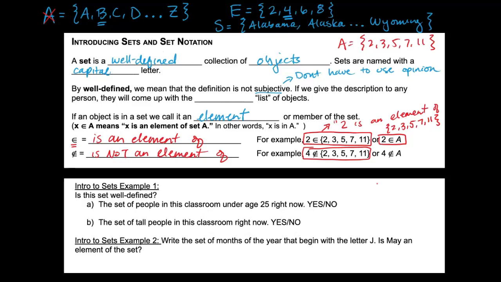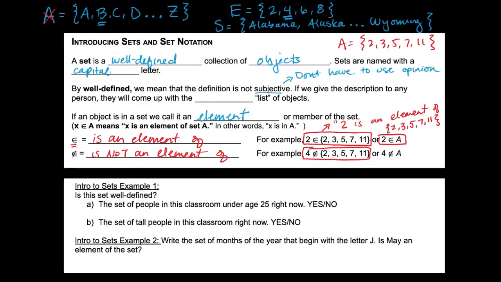Let's look at an example where we talk a little bit more about what it means for a set to be well defined or not. In these, I want you to ask yourself, do I have to use my opinion to come up with this list, all of the elements in the set? If you do, it's not well defined. If you know exactly what should go in there, then we say it's well defined.